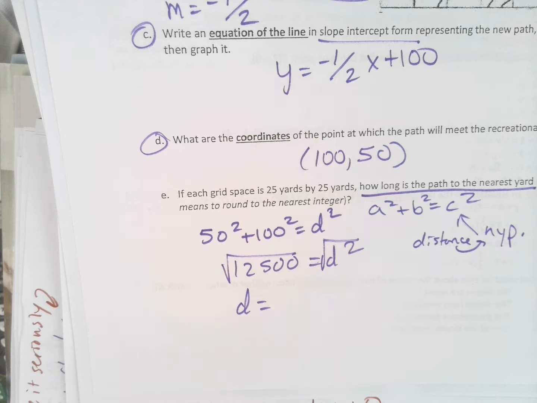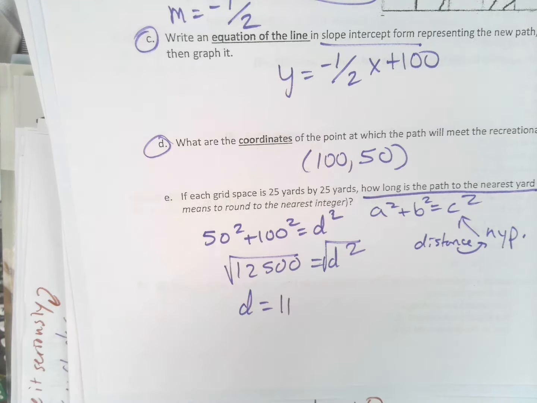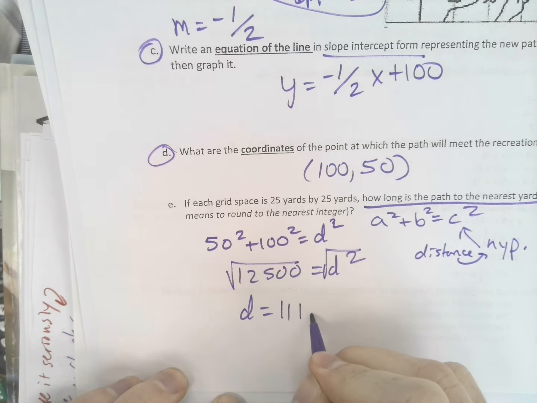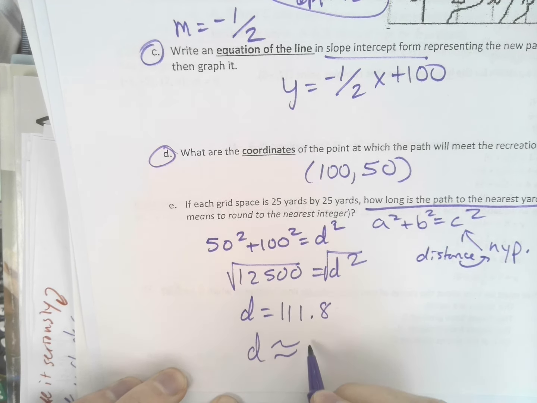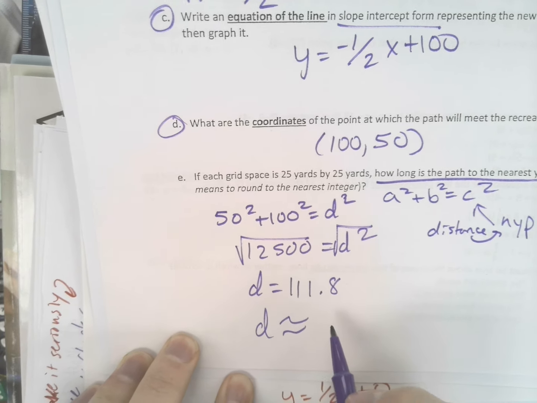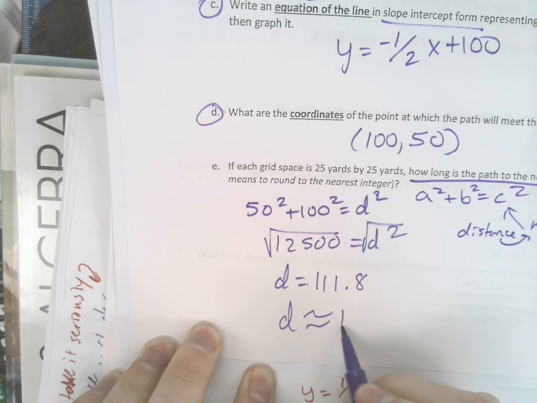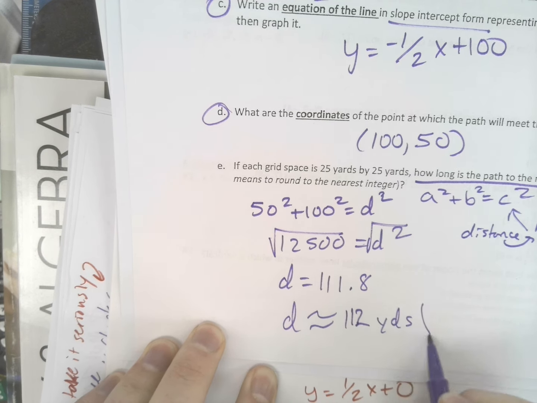You turn it sideways. Oh. 12, 5. I'm literally doing this right now. And then you take the square root. Oh, it's there. Hey, there we go. 111.8. Which rounds to what, Lucas? Would that round up or down? 0.8, right? So that'd be, you're good. That'd be 112 yards.